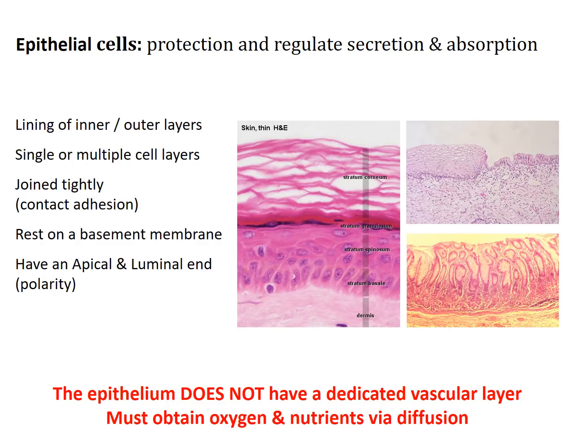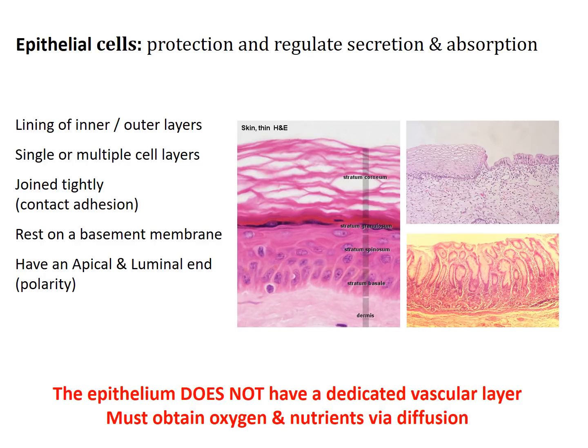They are typically tightly joined. They have what's called contact adhesion. They adhere to each other. They don't break off and get away from each other. They like to stay together. They rest on a basement membrane, and these epithelial cells should not cross through the basement membrane. That is extremely important, and we're going to talk about that property when we talk about cancer.